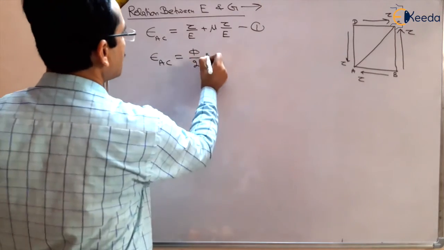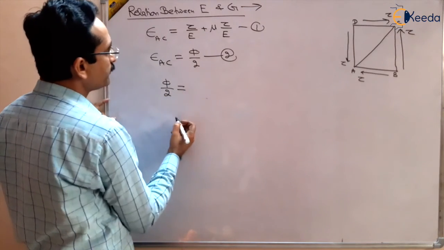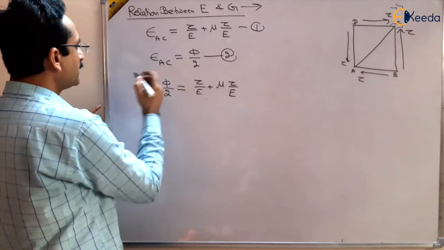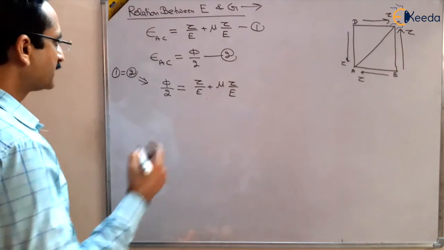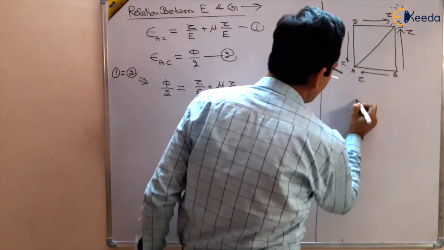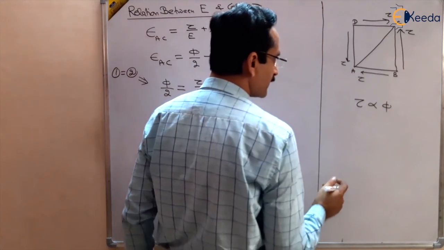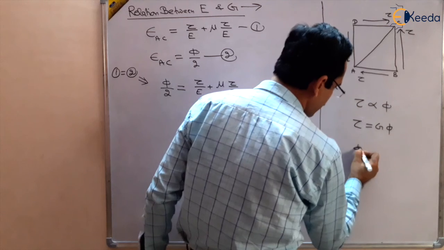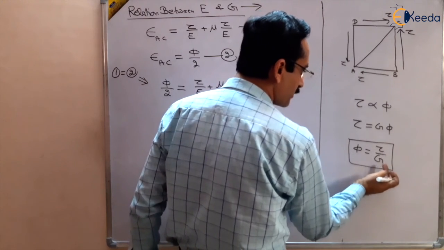So these two equations are similar because we have found out the strain in different ways. So it means we can write phi by 2 must be equal to tau by E plus mu tau by E, because 1 will be equal to 2. We can get this, right? And what is phi? You can go back to the basics, where we found that shear stress is proportional to shear strain. You remember this, right? And when we remove this proportionality sign, we got the modulus of rigidity, and phi was equal to tau upon G from this equation. The shear strain must be equal to shear stress upon modulus of rigidity, right?